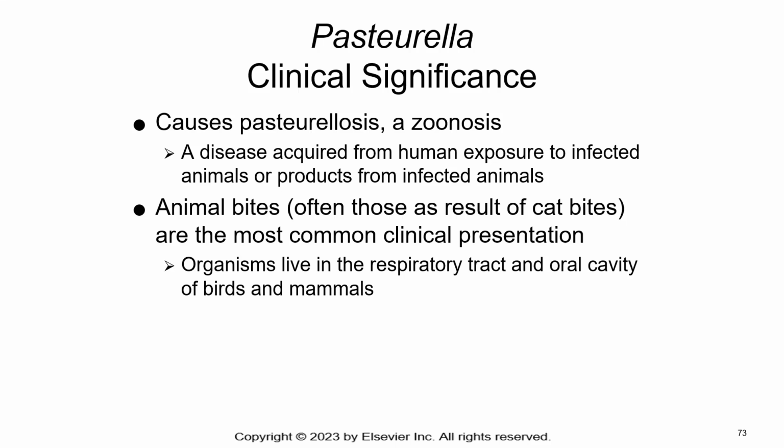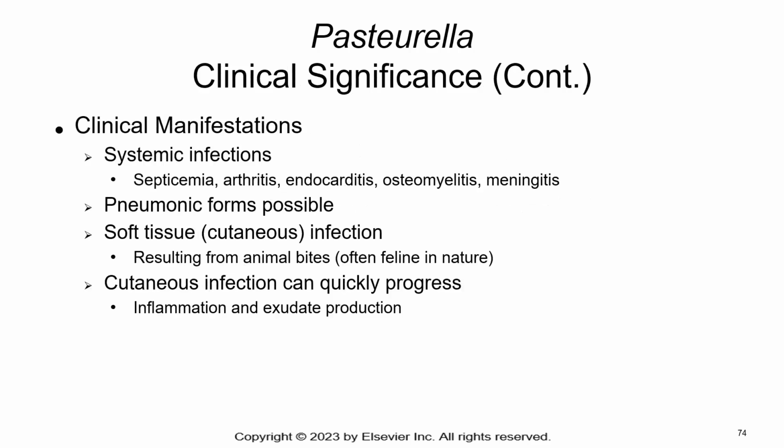Pasteurella. Pasteurella causes pasteurellosis, which is a zoonosis, meaning that it's transmitted from humans to animals and animals to humans across different species. Animal bites, often cat bites, are the most common route. Organisms live in the respiratory tract and oral cavity of birds and mammals. There are systemic infections, pneumonic infections, and soft tissue infections, often resulting from animal bites, and cutaneous infection can quickly progress with inflammation and exudate production.